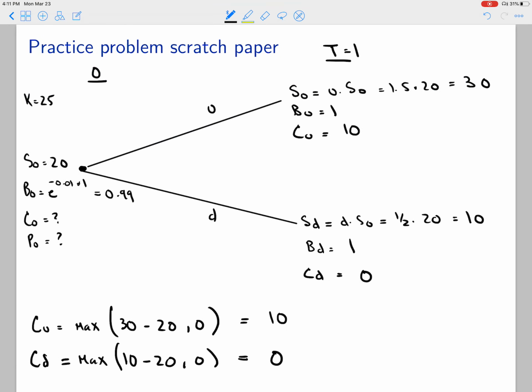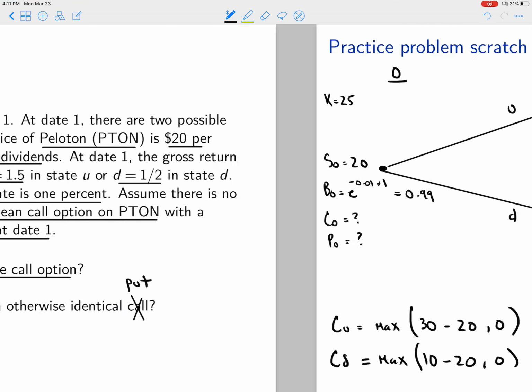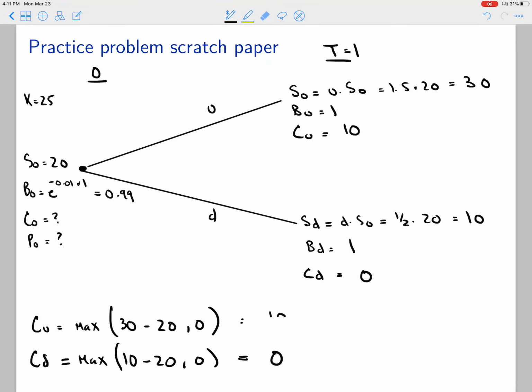Oh, excuse me, the strike on the call, I believe, was actually 25. Which one? Oh, yes, it is. So I apologize, the strike on the call is actually 25, so let's go back and fix that. Just adjust our payoffs a little bit.